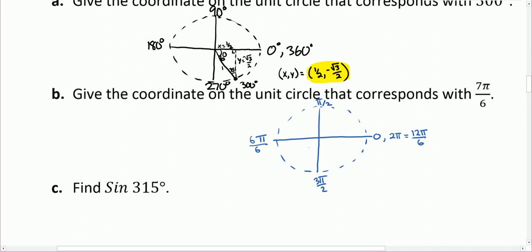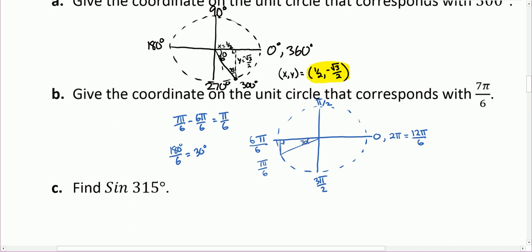In fact, here it is. So we got our 7π/6. And okay, we have this right triangle. The reference angle is going to be 7π/6 minus 6π/6, which is π/6 in radians. To convert that to degrees, remember pi radians is 180 degrees, so 180/6 is 30 degrees.